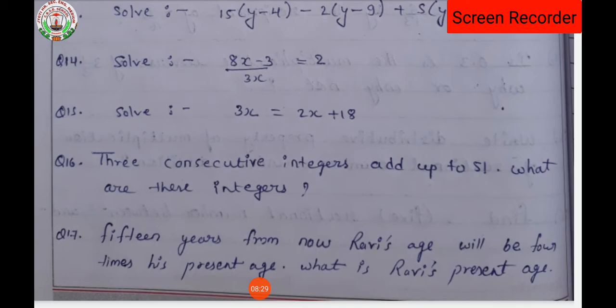Now here in question number 16 it is said that 3 consecutive integers add up to 51. What are these integers? So here 3 consecutive integers should add up to 51.